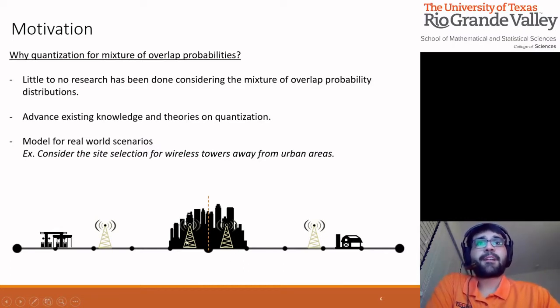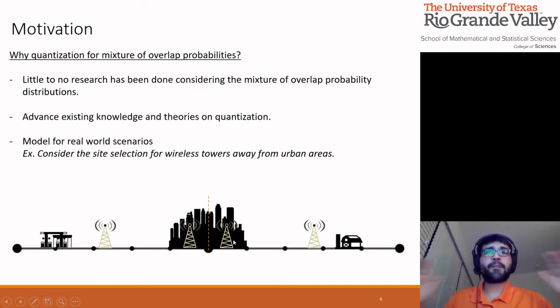So pretty much it is having points closer to a center, and the distance grows apart as we move away from that center. And that is because the probability of finding these optimal locations of the tower in these mixed probability distributions are closer to the city.